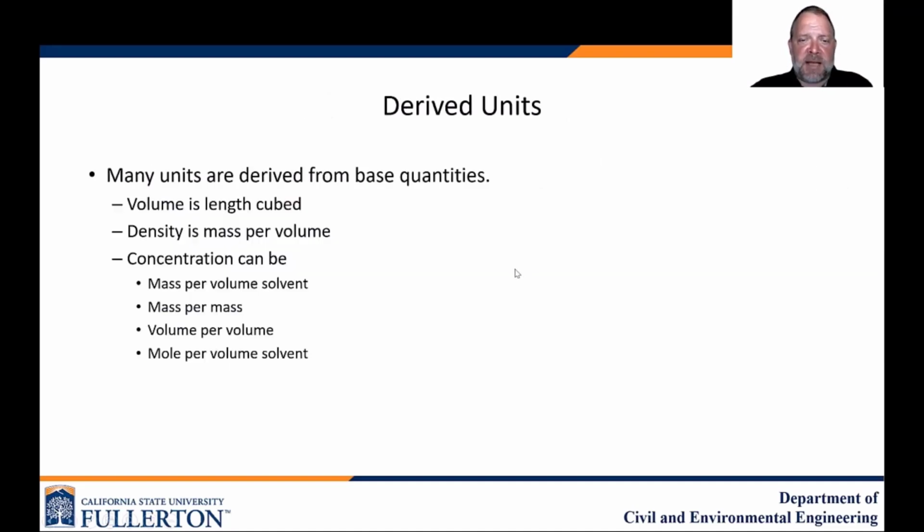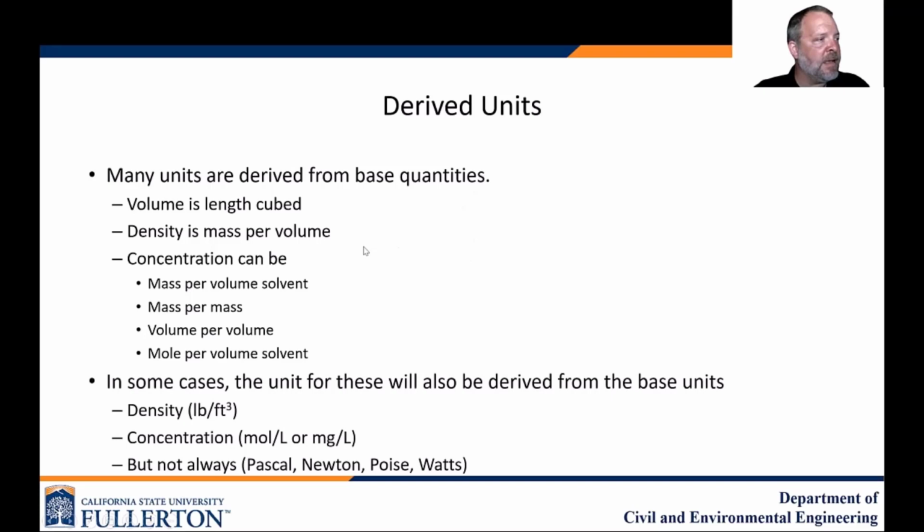Now, I mentioned before that a lot of units are derived from base quantities. So these are called derived units. Something like volume is length cubed, density is mass per volume, or weight per volume. Concentration can be mass per volume of solvent, mass per mass, volume per volume, or moles per volume of solvent, that'd be molarity. In some cases, the unit will also be derived from base units. So density doesn't have a special unit, it's just pounds per cubic foot. Concentration, moles per liter, milligrams per liter.